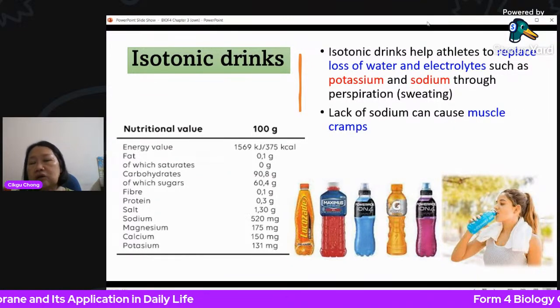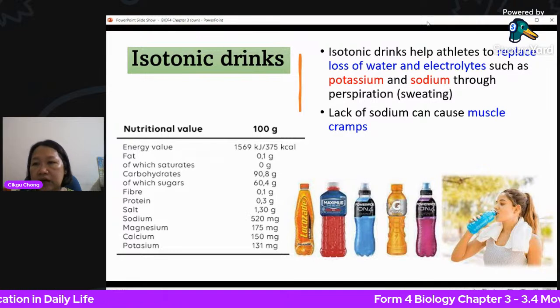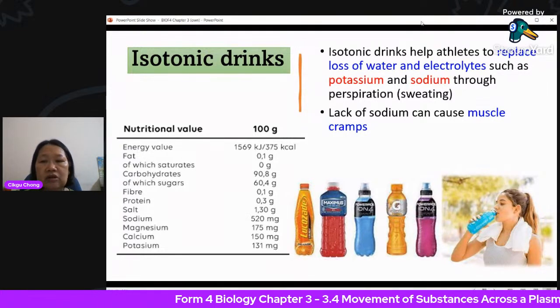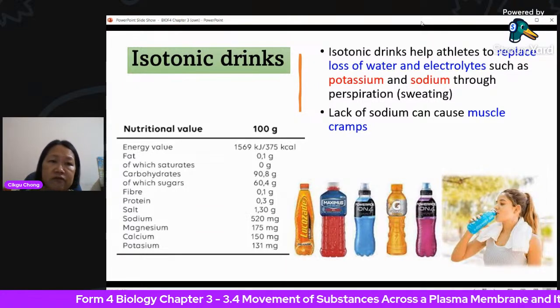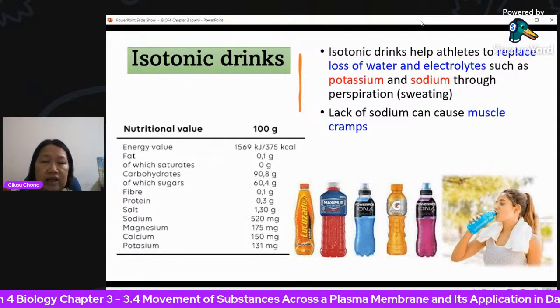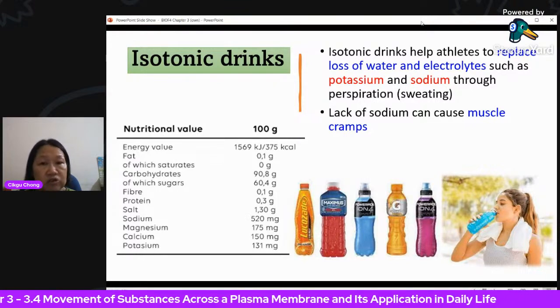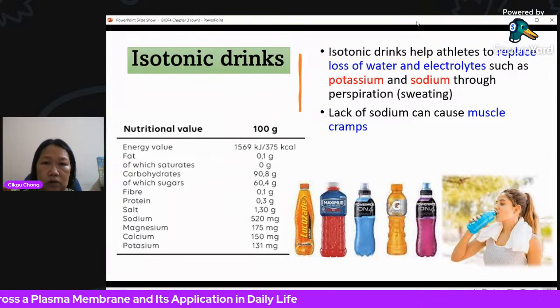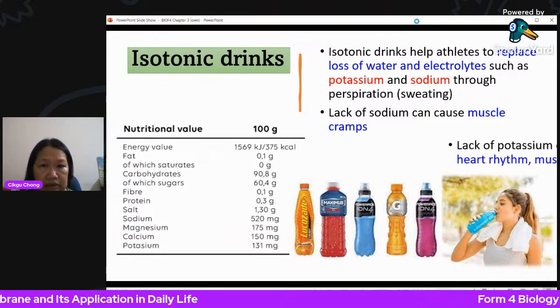Now, why do you need to replenish this? Lack of sodium will cause muscle cramps. You have seen a lot of marathoners or runners, after they finish an intensive event, they might even have some muscle cramps. It's because they have lost sodium. So lack of sodium can cause muscle cramps.